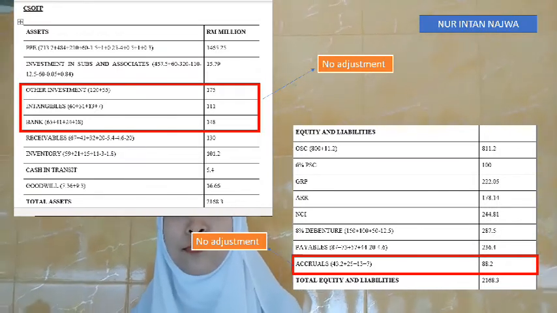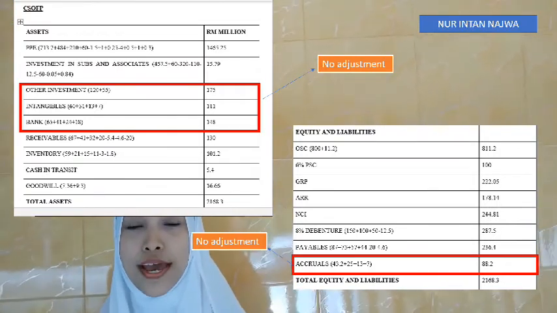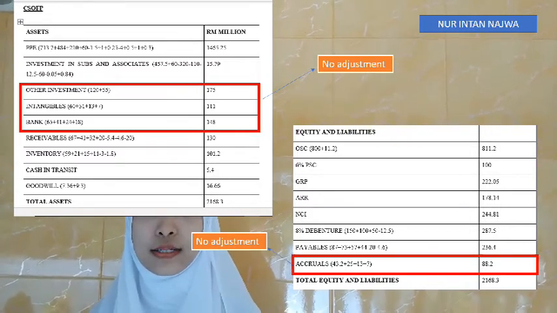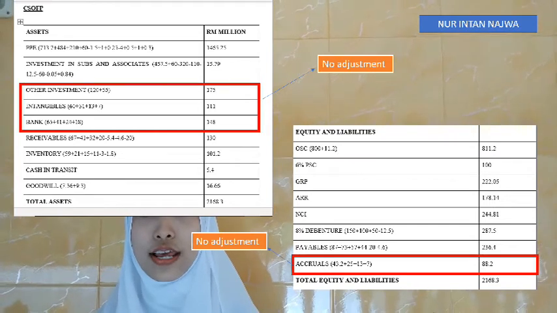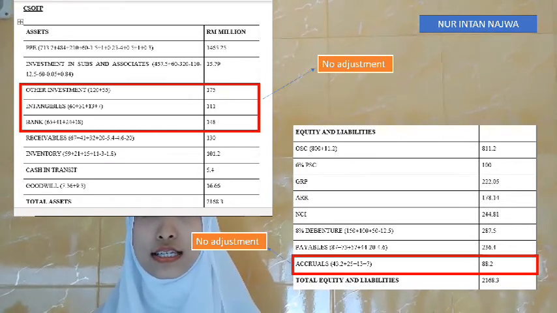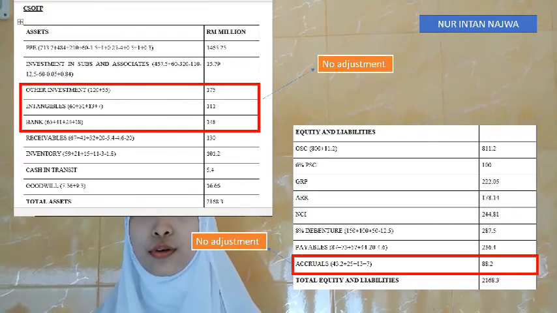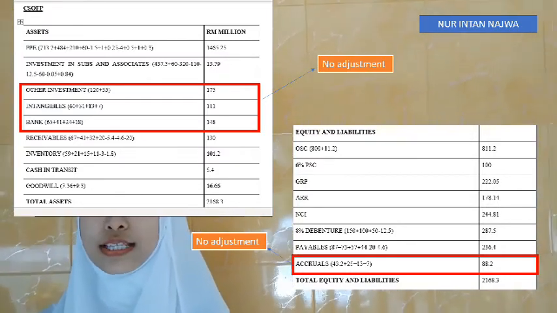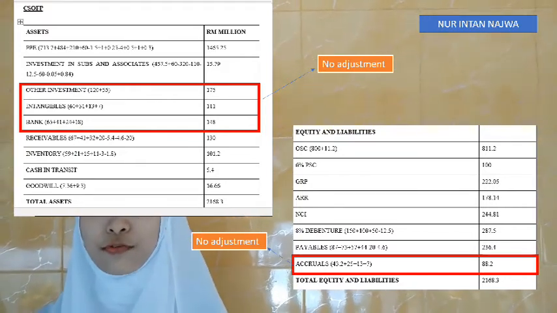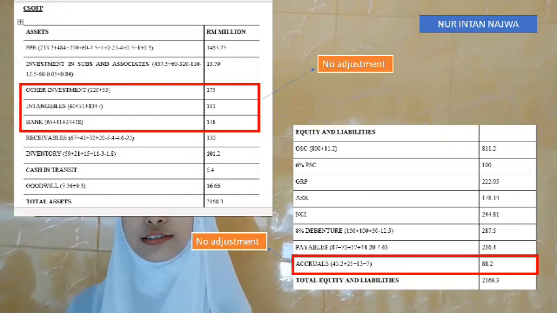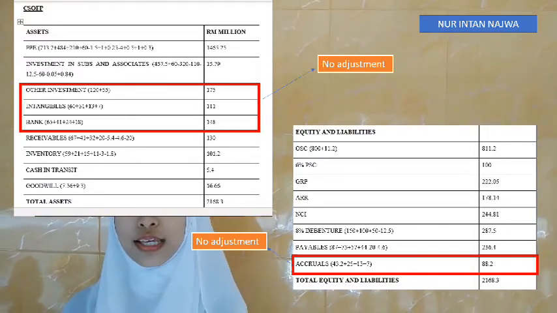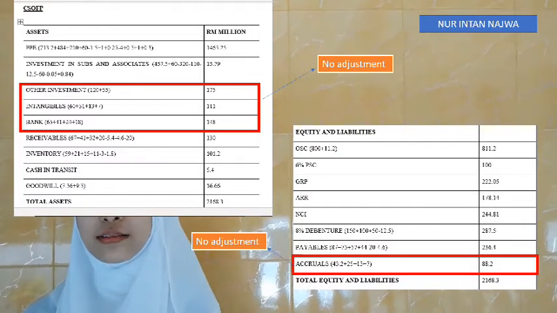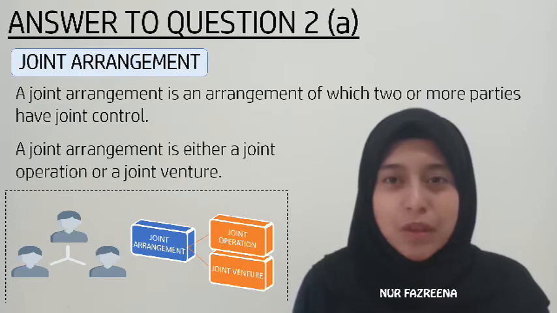For equity and liabilities, for OSC, we must include 11.2 as it is the issuance of new shares for the acquisition of Tayyub, and we only take the holding portion for 6% PSC, which is 100, and for the group we take the balance CD from the SOCI, and for the ARR we also take the balance CD from the SOCI and also for NCI. For 8% debenture, we must eliminate the intra-group debentures, which is 12.5. For the payable, we must eliminate the intra-group payables of 20 and 4.6. This will give a total of equity and liabilities of 2,168.3 million.